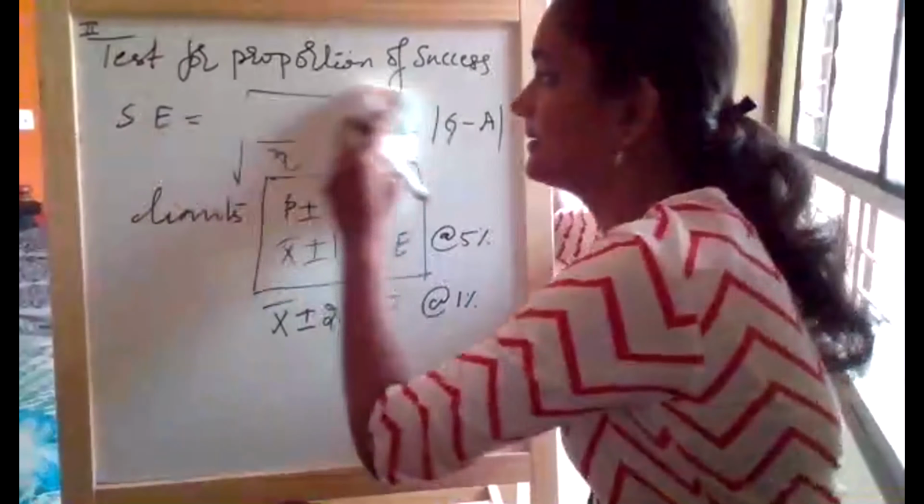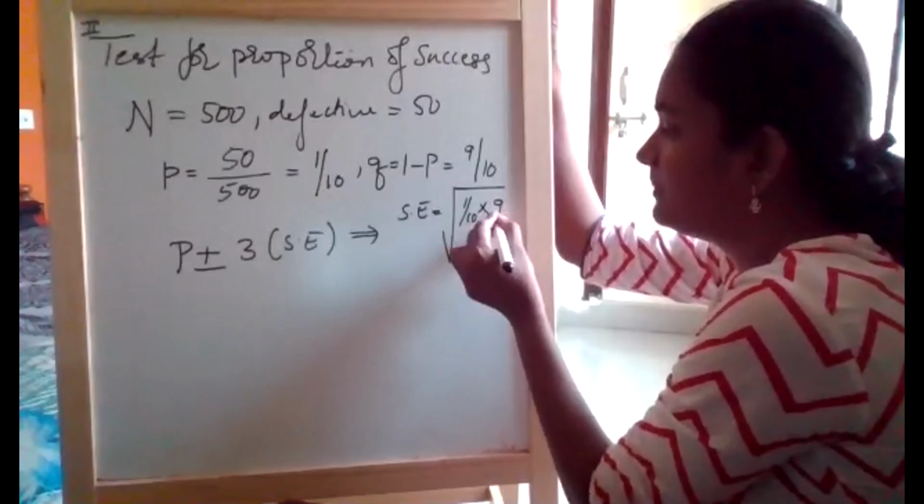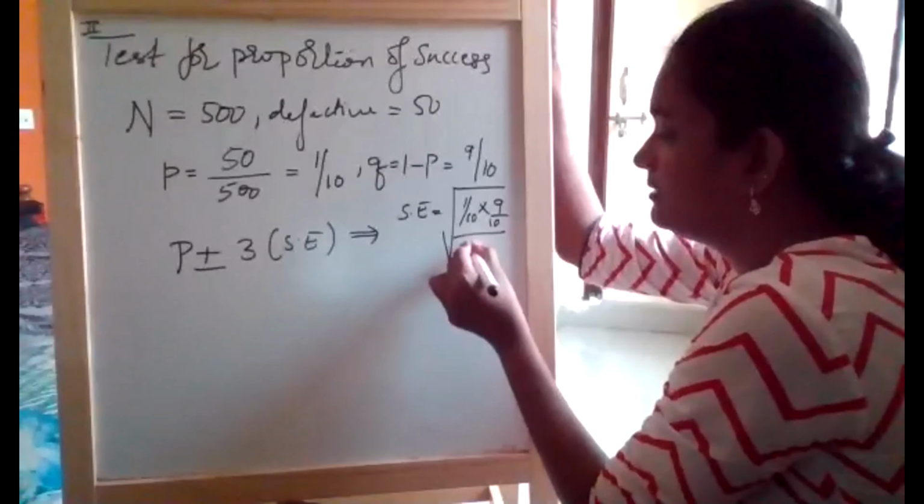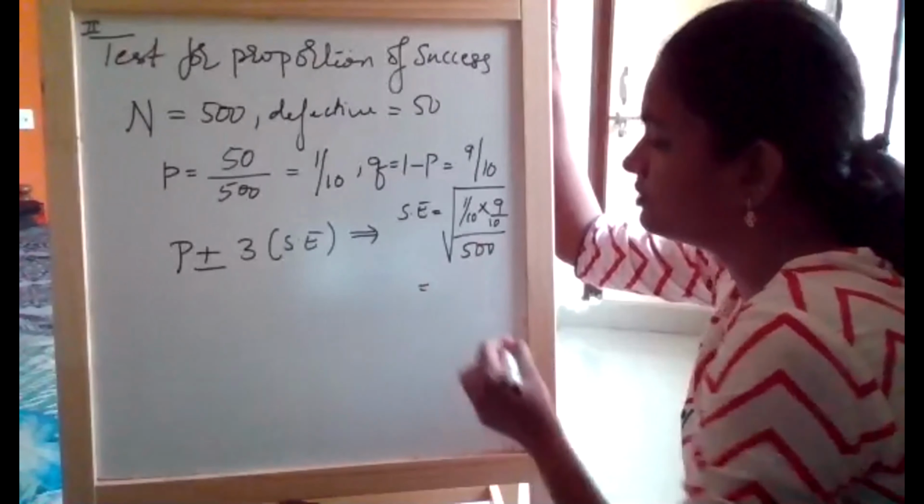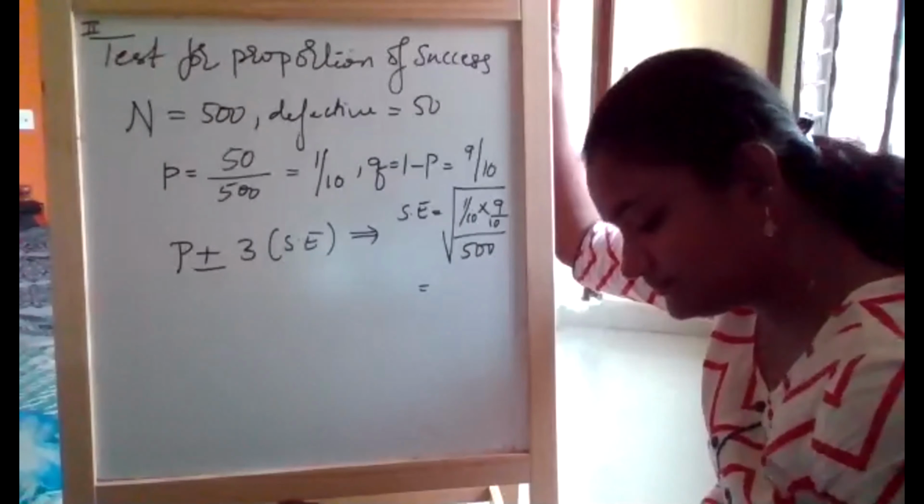Okay, 9 by 10. Now they are asking us to find out the limits. I hope we have all the values. We need to find out the standard error. Better we will do it first. So it is the square root of P into Q divided by N, that is 1 by 10 into 9 by 10 divided by N. Now what is the standard error value?